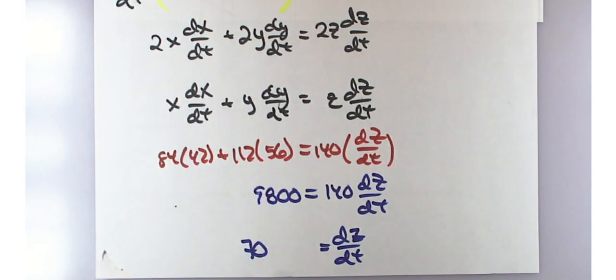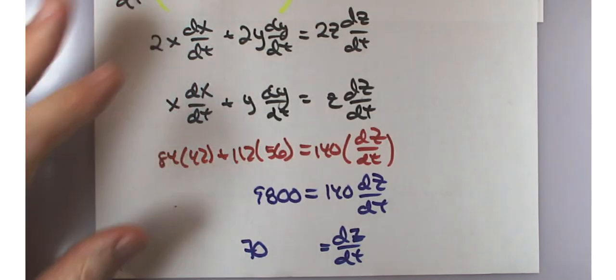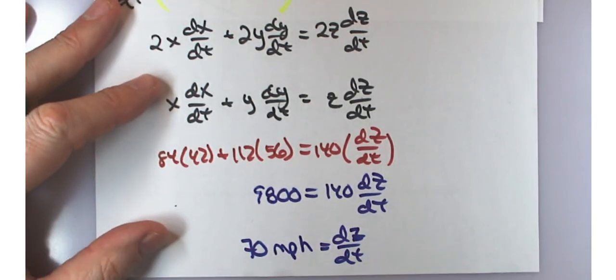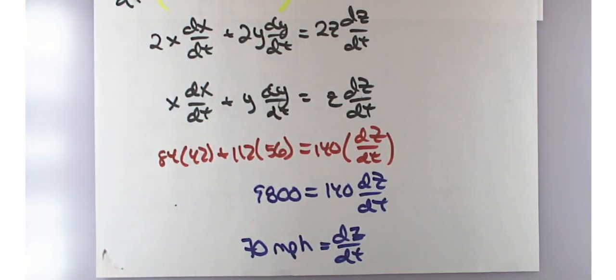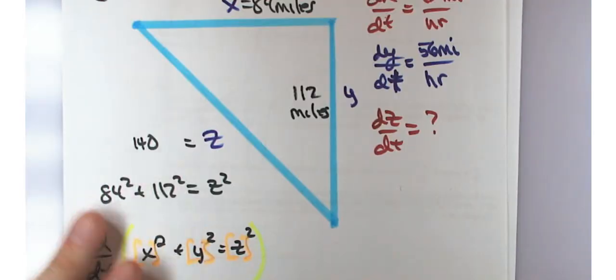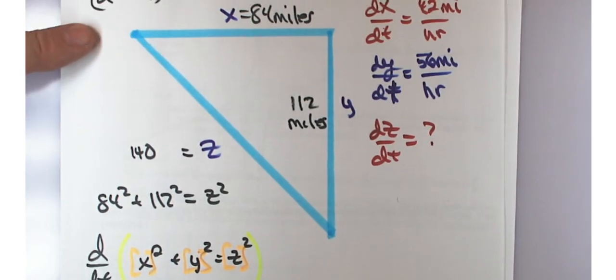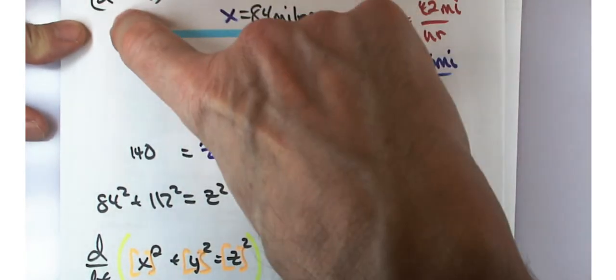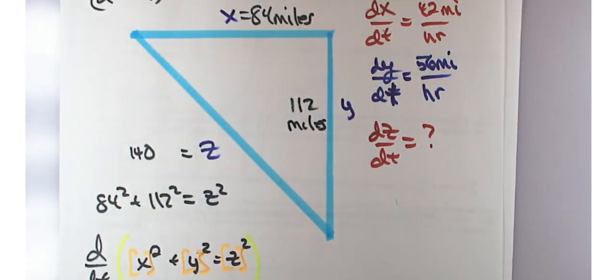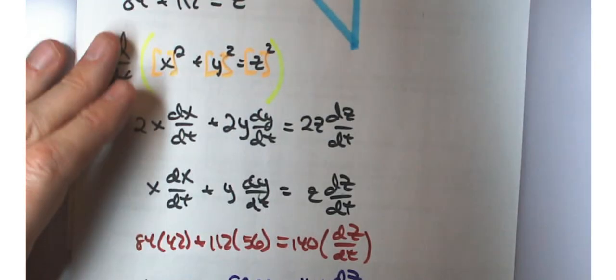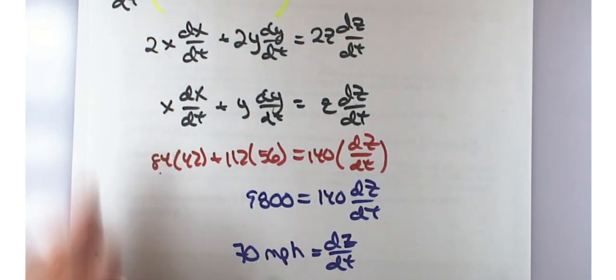What units should I plug in with that? Miles per hour. Miles per hour. Does it make sense that it's positive? Should it be positive or should it be negative? Because it's a distance. As you're moving farther south and moving farther west, what's going to happen to the distance between you? Is it going to get smaller or larger? It's going to get larger. So it makes sense that dz by dt is positive. That sign in this problem reflects the fact that the distance is growing larger.